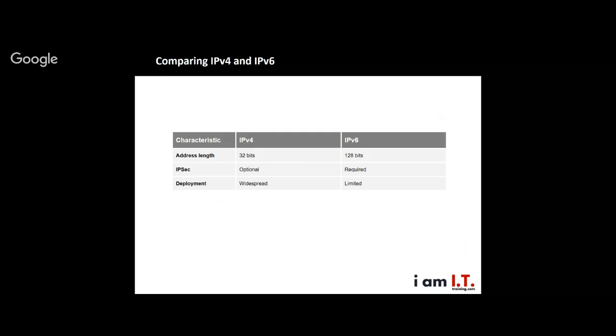IPv6 has 128 bits, which is a lot more and will cover us for the rest of our lifetime and the next few generations. I'm sure of it. I say I'm sure, but I'm not really that confident, to be honest, because we're using these things up like crazy. All right, the other considerations or differences.